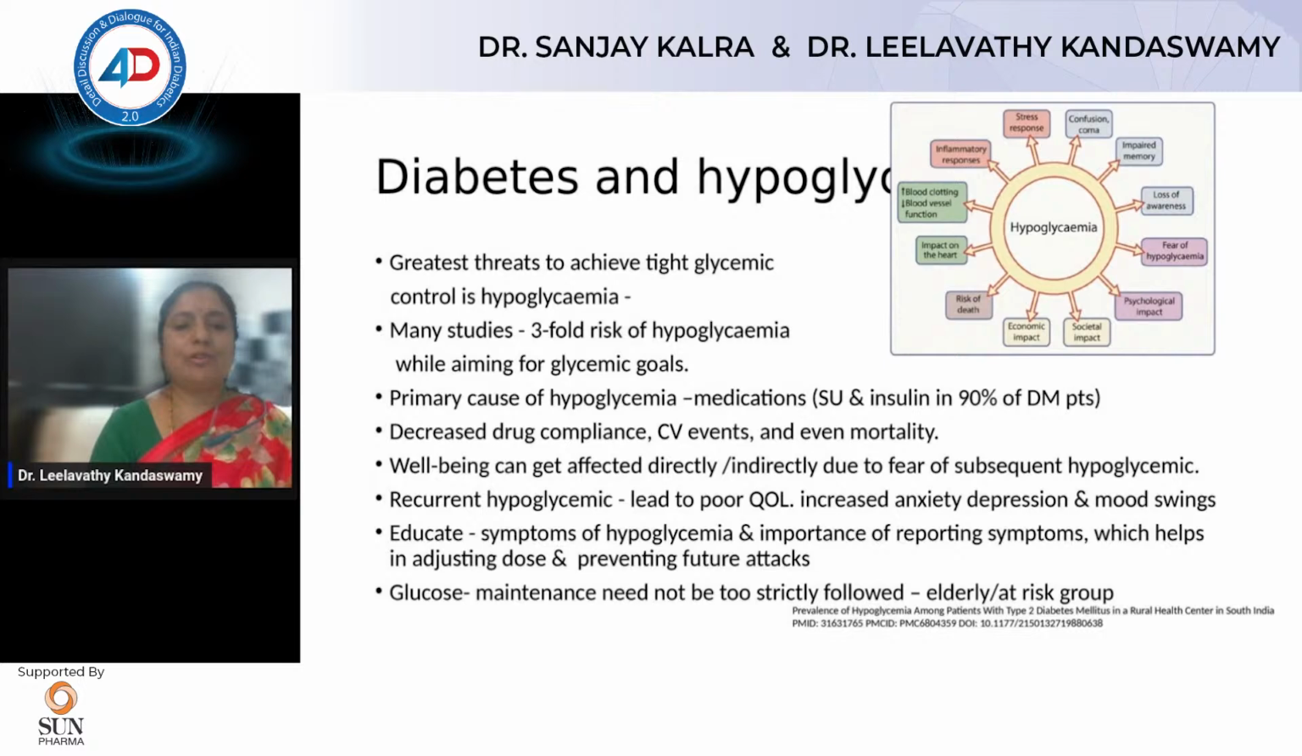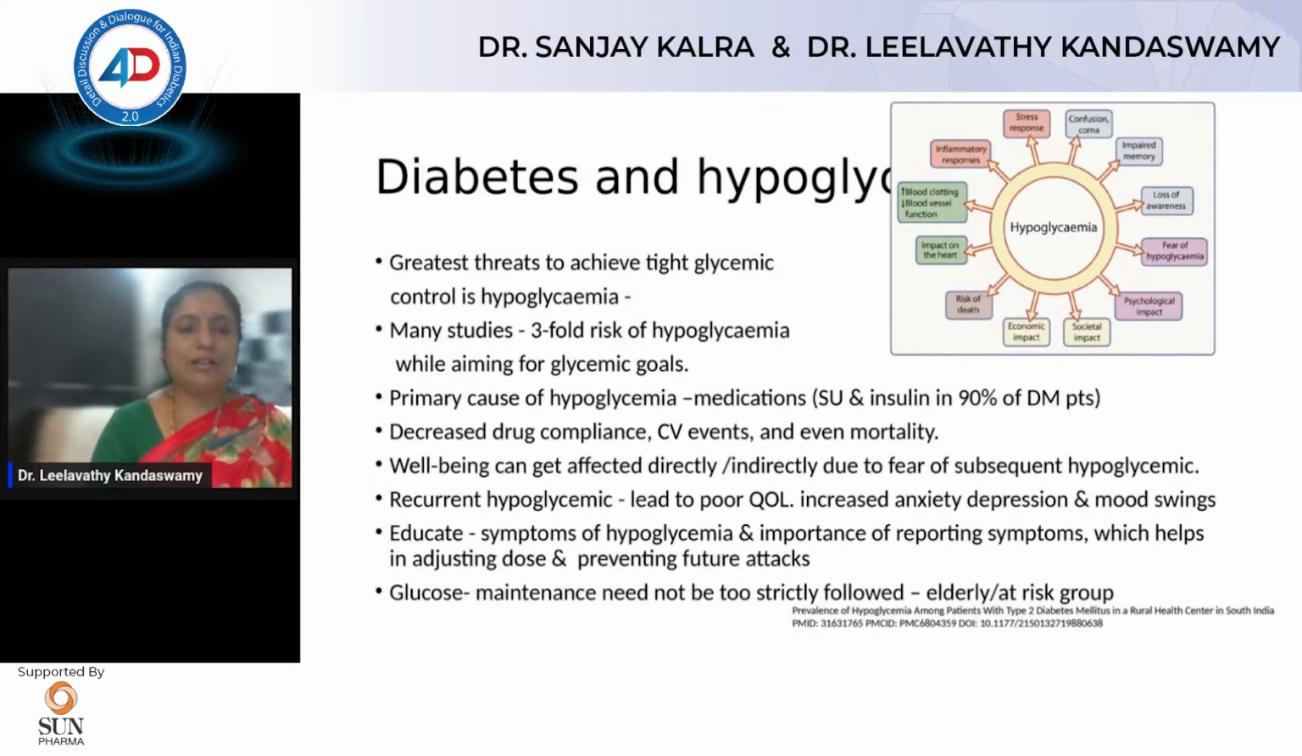What happens with hypoglycemia? With fear, the drug compliance will go down, and glycemic variability can happen, which can affect the cardiovascular risk, and even increase the mortality. Not only this, it can also directly affect the quality of life, and indirectly with the fear of subsequent hypoglycemia. And recurrent hypoglycemia also leads to poor quality of life and increases anxiety, depression, and mood swings.